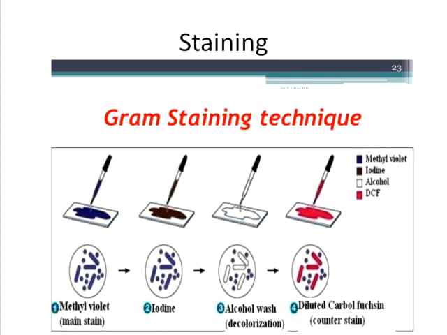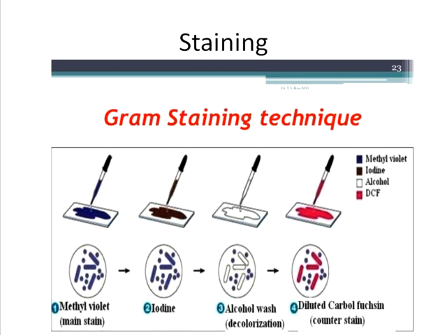This step is crucial. It helps to differentiate between those organisms which are able to retain the violet color and appear violet, and those organisms that get decolorized and lose the color.